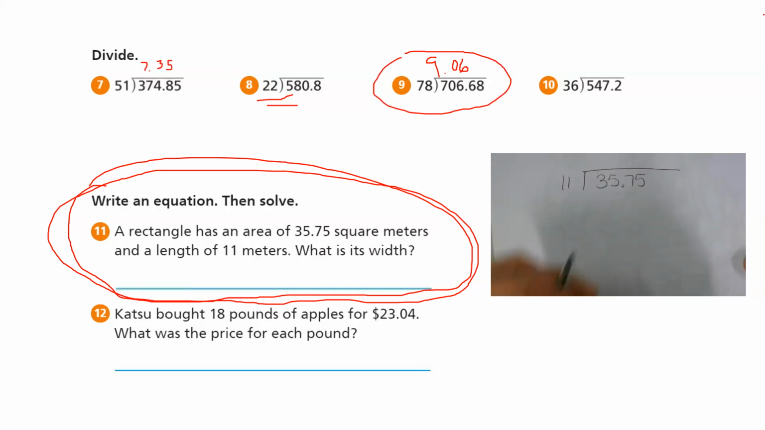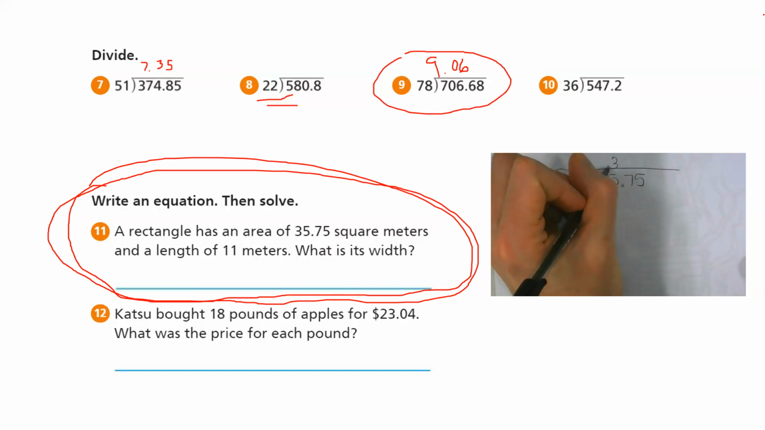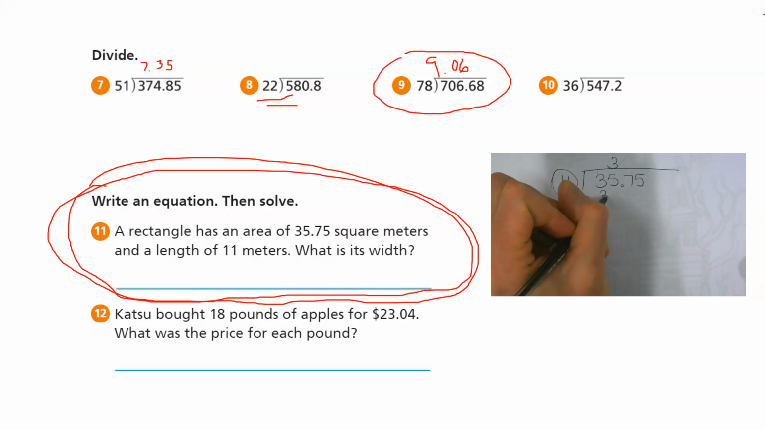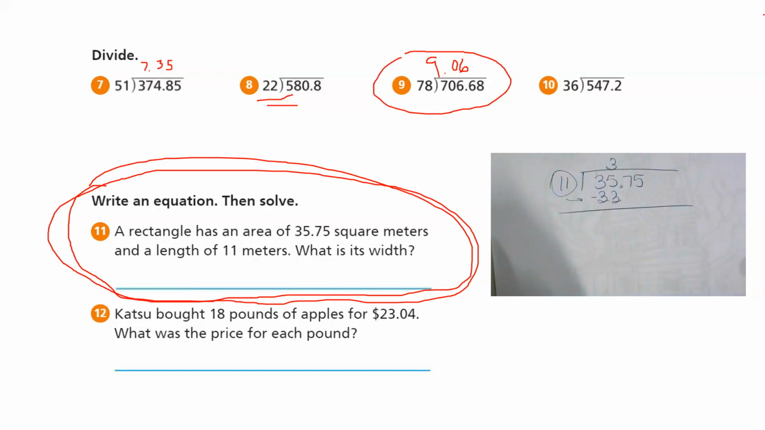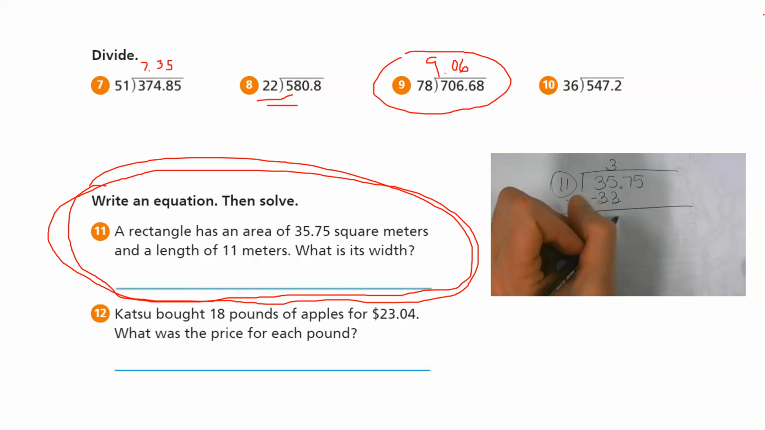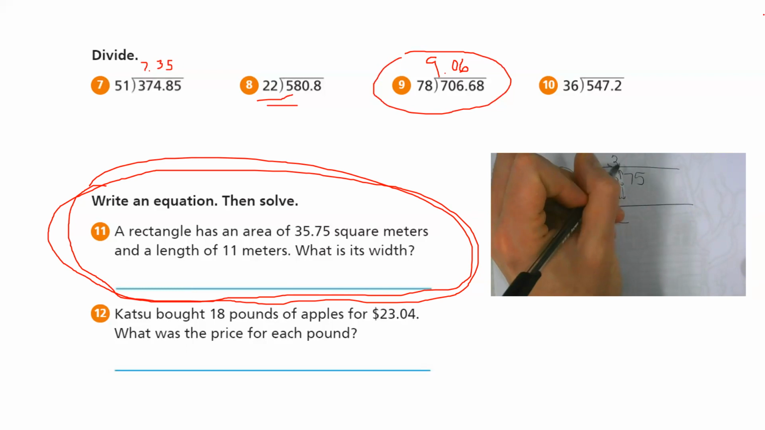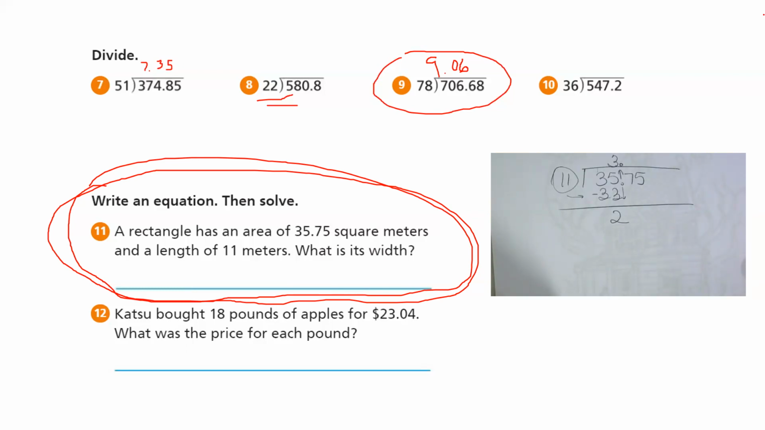Now I got to figure it out. And I challenge you to pause it and figure it out. See if you're on track for this whole thing. How many 11s are in 35? 3 11s are in 35. And when you pull them out, you're taking away 33, because 11, 22, 33. There's 2 left over. Before you can bring anything else down, the decimal has to go in the right spot, right?